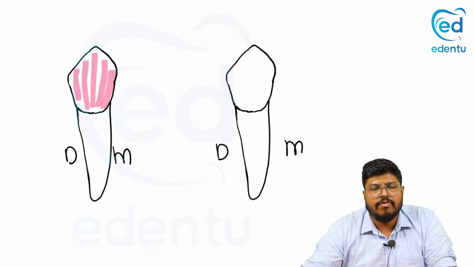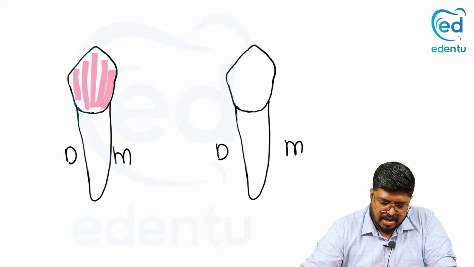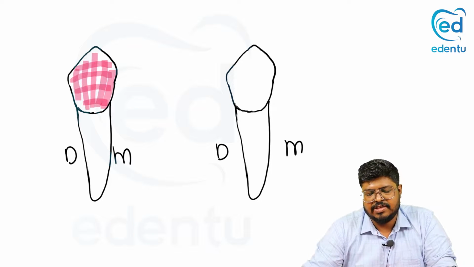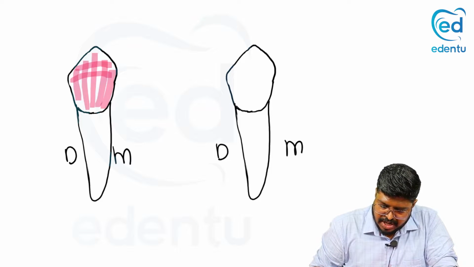It is more convex occlusogingivally rather than mesiodistally. So the occlusogingival convexity will trump the mesiodistal convexity. So you will now be able to appreciate the crown being much more rounded in the buccal aspect coming forward from the occlusogingival direction. We now proceed to the lateral margins of the tooth.